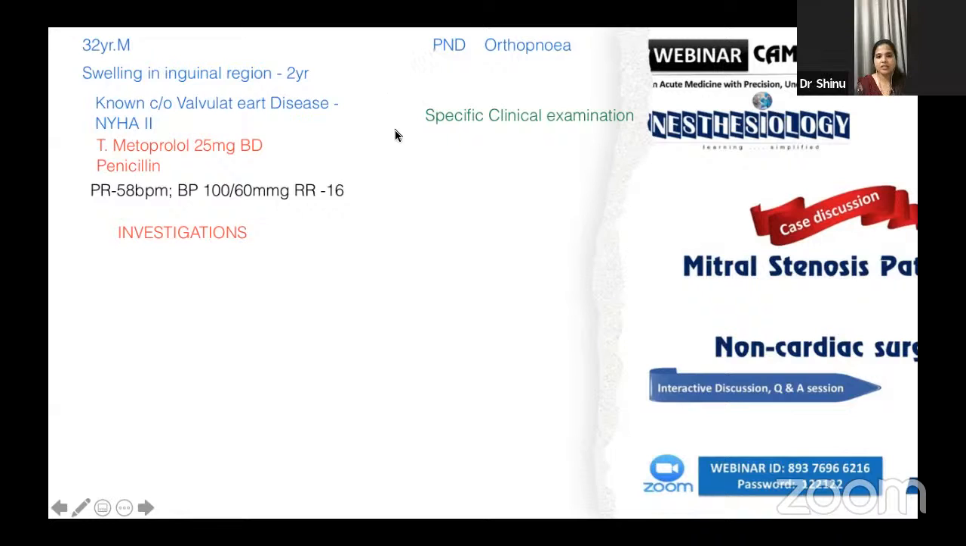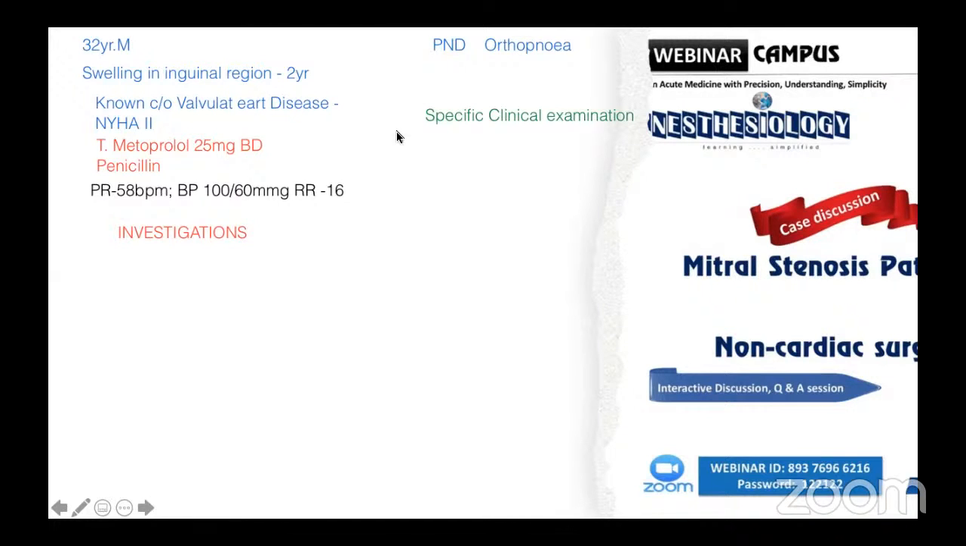Ma'am, in the ECG, the rate, we have to look for whether the patient is in sinus rhythm or in atrial fibrillation, because that will modify some of your management plan. Yes, ma'am, that is why it is important.